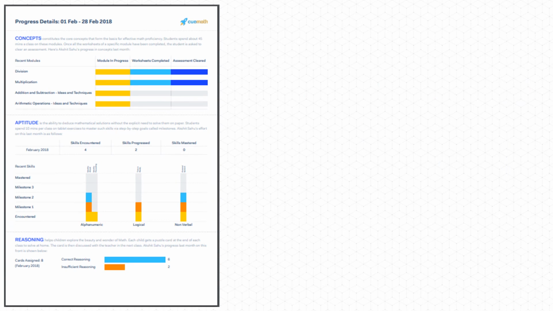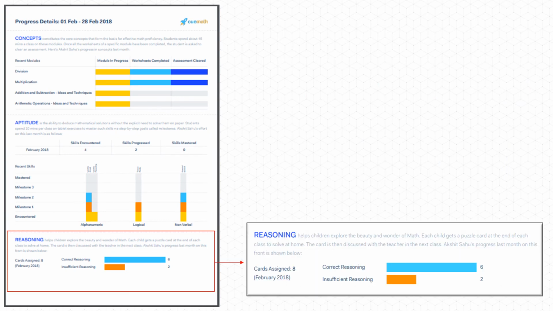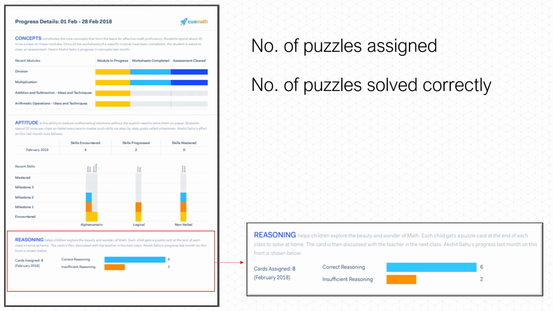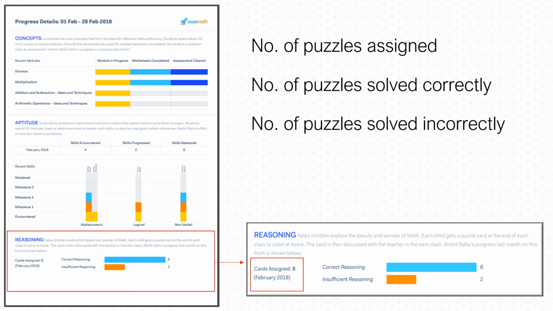The progress details information for the reasoning domain is fairly straightforward. The details include how many distinct cards have been assigned to the student in the month, out of the cards assigned, how many did the student solve correctly, how many cards the student could not solve correctly. In Akshit's case, he was assigned 8 cards in the month, out of which he solved 6 correctly and 2 incorrectly.